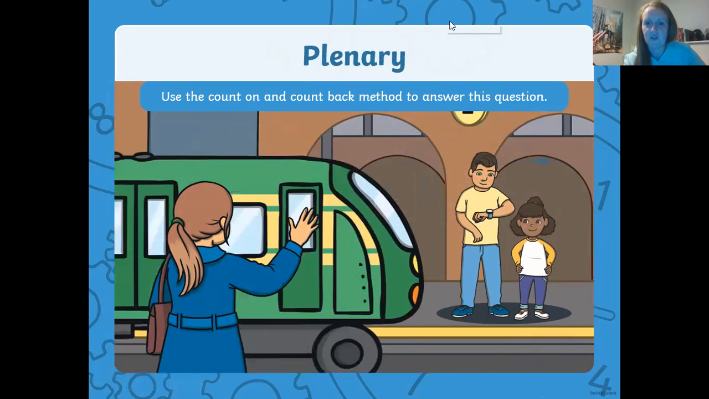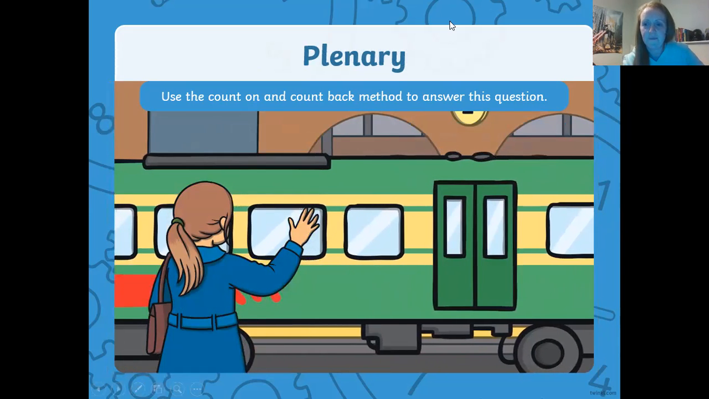So if I just stop the share there, I'm going to show you another way that you can look at this also, if I can find it.